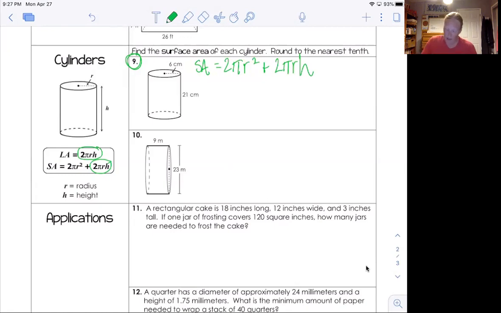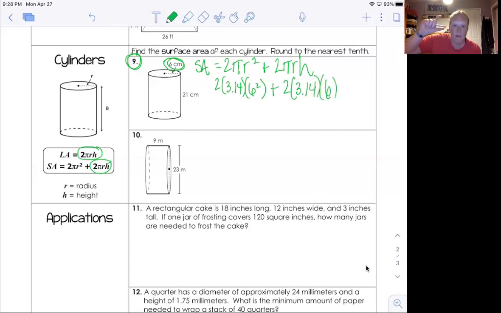Okay, so what I'm going to do is make sure that what they're giving me in the problem is the radius. Remember, because sometimes you have to cut it in half, right? So 6 is the radius, perfect. So now I just plug stuff in. I'm going to do 2 times 3.14 times 6 squared plus 2 times 3.14 times 6 times the height. And remember, the height is the space between the 2 circles, and that is 21. It's the only other number in the problem.